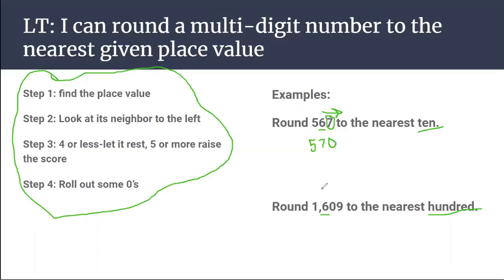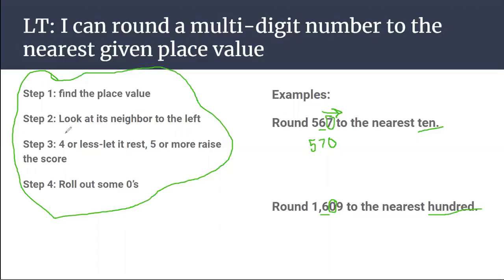Now I need to look to its neighbor to the left. So I'm going to go ahead and circle its neighbor to the left. You should probably do the same. Okay, so I circled the 0. And then now I'm going to look. Is 0 4 or less or 5 or more? Well, it's 4 or less, right? Because nothing is definitely less than 4. So I'm going to say, this is 4 or less.